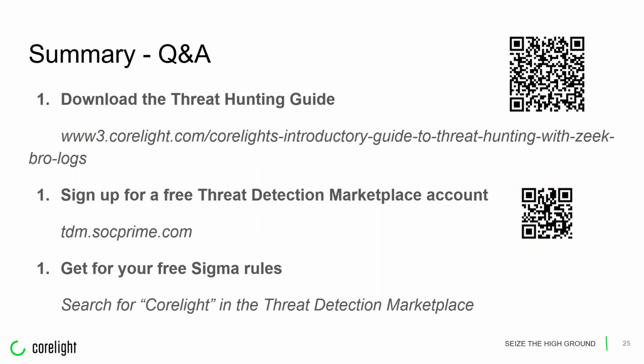So with that, I think that brings us to Q&A. We wanted to keep this pretty short, really just to give you an idea of what Zeek is, what Sigma is, a little bit about Corelight and our threat hunting guide, and then an overview of these great new rules we released. I think we do have time for some Q&A for sure, and I'll leave the links up here for downloading the threat hunting guide and how to get to TDM to take a look at the rules.